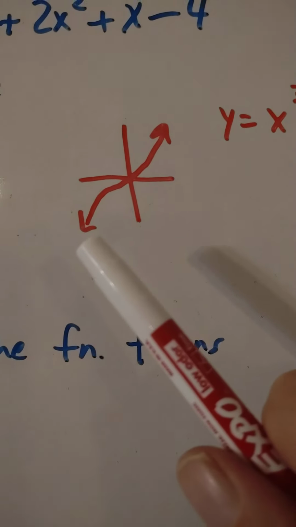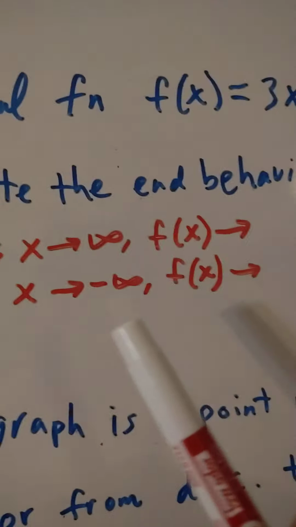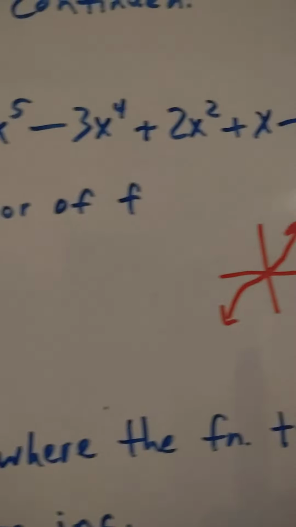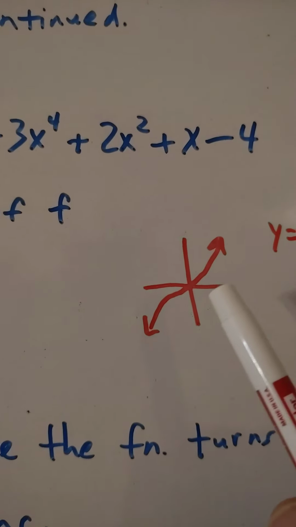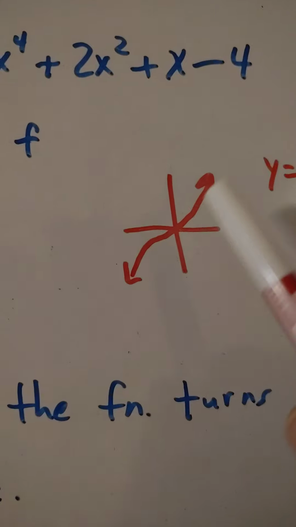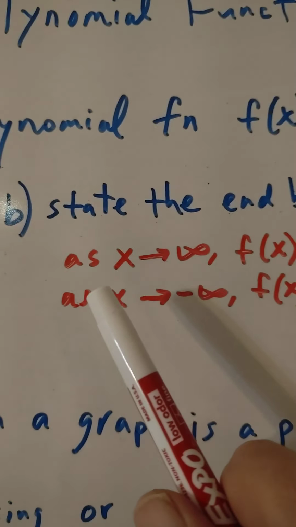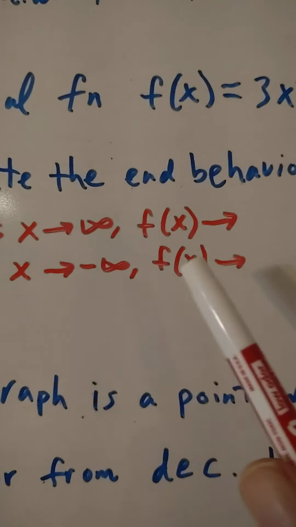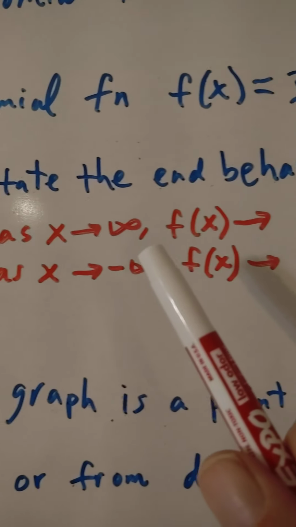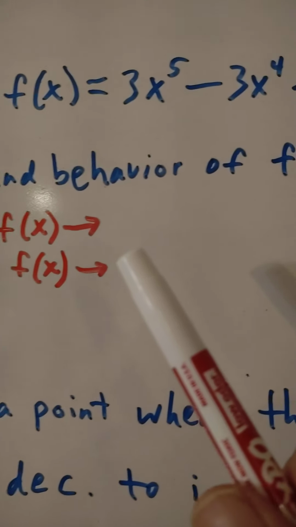So notice with all odd degree power functions, the ends go in opposite directions through the first and third quadrants. More specifically, let's answer the end behavior formally now. I kind of said it in English, talking about the ends of the graph, but for end behavior it's nice to write these two rows down and fill in the blanks. So as x goes to infinity, where are those y coordinates going?